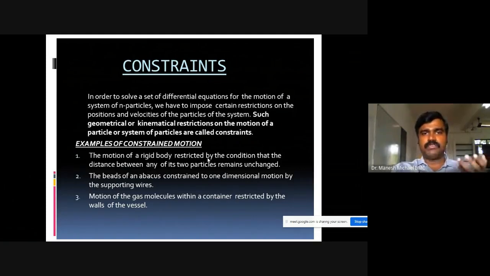Another example is the beads of an abacus. The beads of an abacus are constrained to move only within the string. Another example is the motion of a gas molecule. Gas molecules are constrained to move within the container. That is, there is no permission to move outside the container. So that is one more example of a constraint.